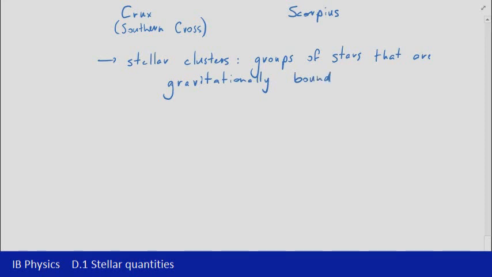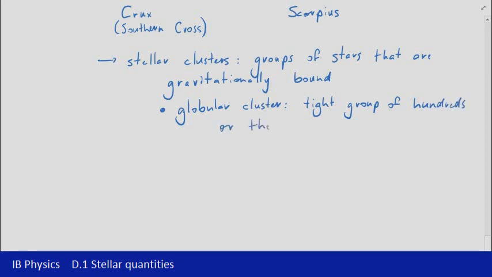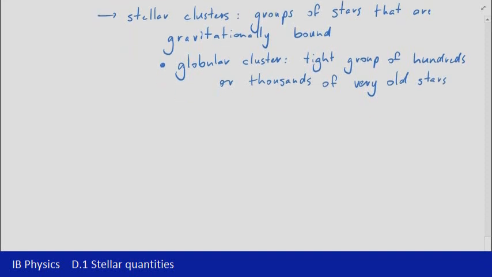Now we need to break that up into two smaller categories. The first is a globular cluster, and a globular cluster consists of tight groups of hundreds and even thousands of very old stars. So these are clusters that have been around for a long time, and over time the stars have been pulled closer and closer together, and as a result there are very old stars in there.